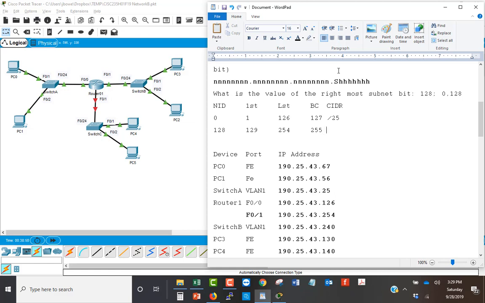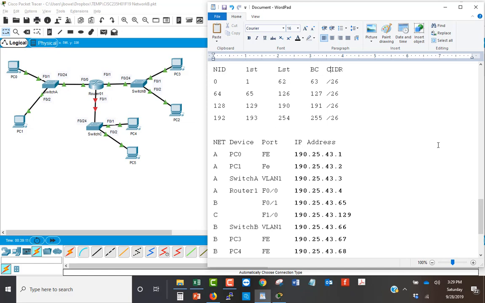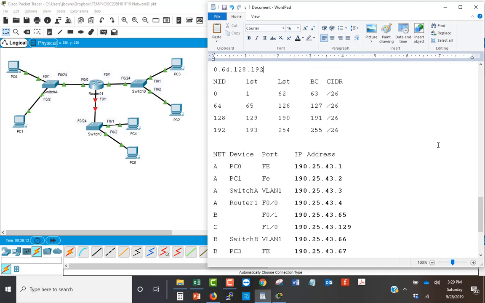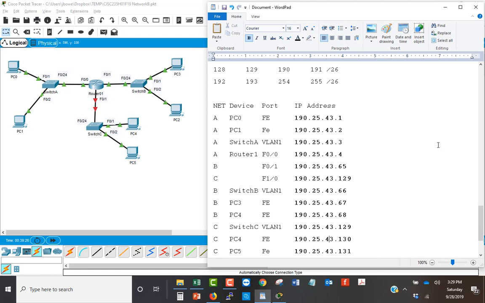And this is why we call it a fixed length subnet mask, because the length of the subnet masks for each subnetwork is the same. Here they're 25. Down below in this problem, they were all 26. They're a fixed length. I hope that helps you with the second one here. Like I said, I will be taking this file. By the way, it's a WordPad file. I believe it'll open up under Word.